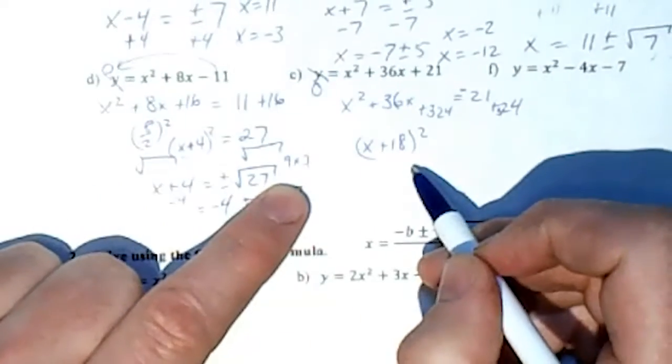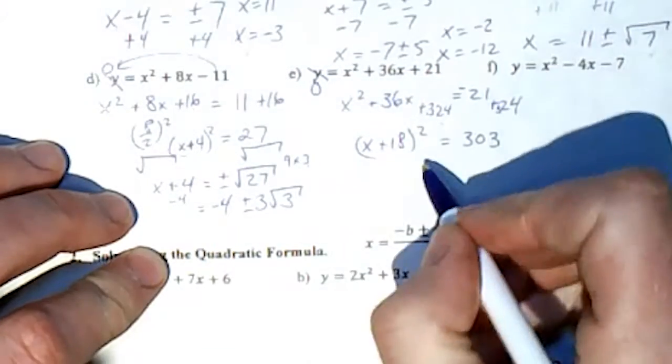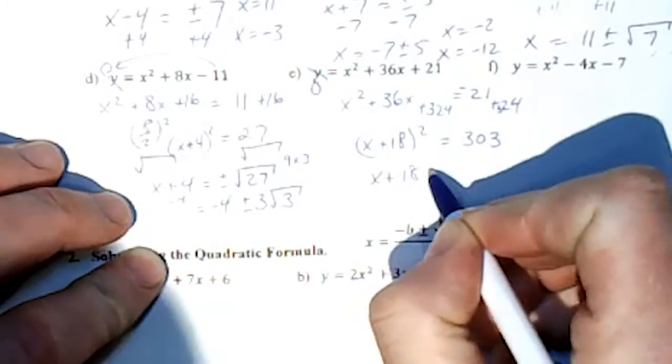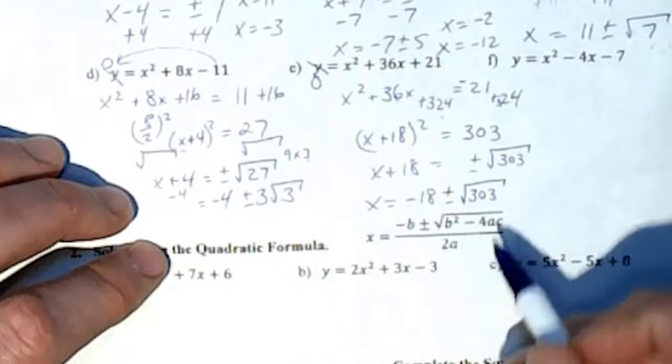So in this one, I make my perfect square. I added 324 to both sides so that I get x plus 18 squared. I'm going to square root both sides. Now we're pretty much done.